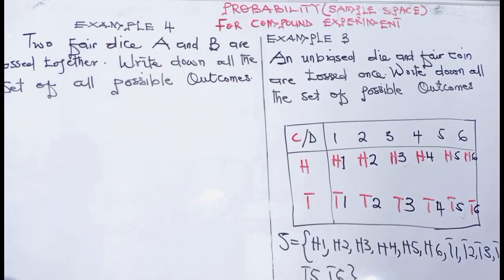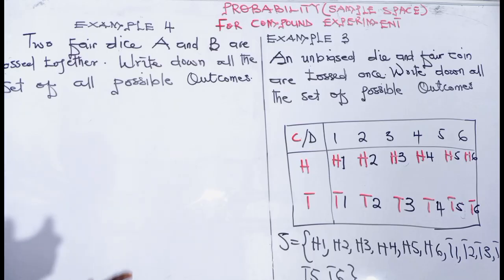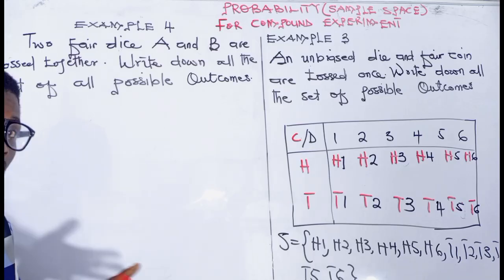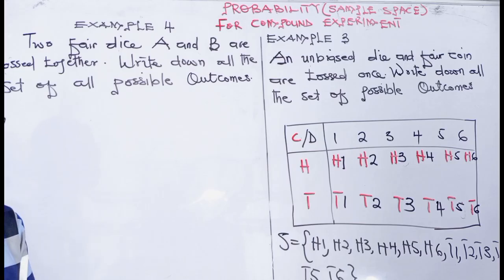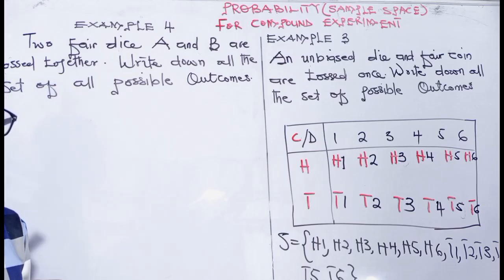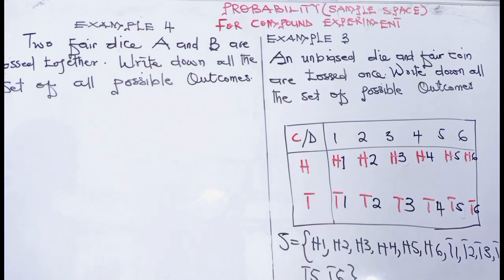In this example 4, we are saying that two fair dice A and B are tossed together. We want to write down all the set of possible outcomes for this experiment. We have two fair dice and we are tossing them together. What are the set of possible outcomes? Now, tossing two fair dice is the same as tossing a die twice. So how do we list the sample space for this compound experiment?